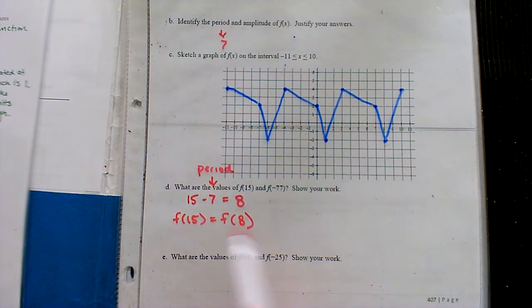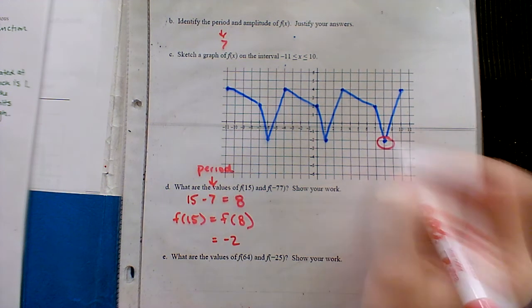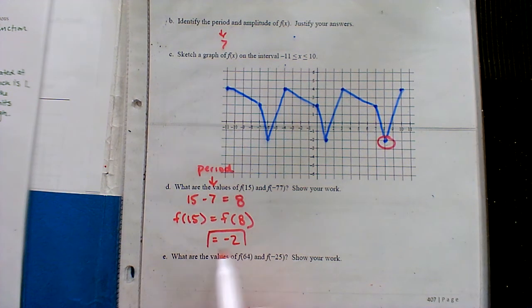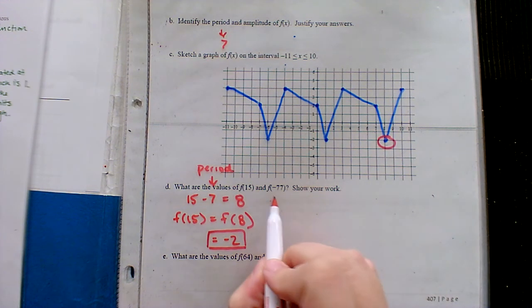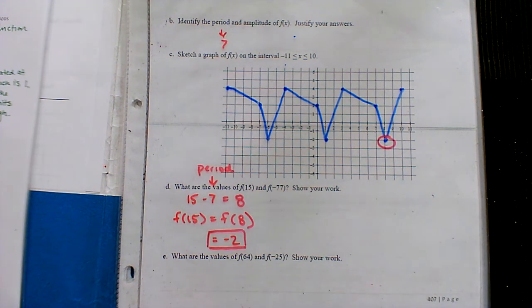Do we know what f of 8 is? Is that on the pictured graph that we have? What'd you find, Tori, when you did it? Negative 2. Yep, we're looking somewhere right there. All right, so f of 15 is negative 2. Even though 15 was not pictured for us, we could use the cycle or the period to help us figure that out. Very similarly, let's try f of negative 77.